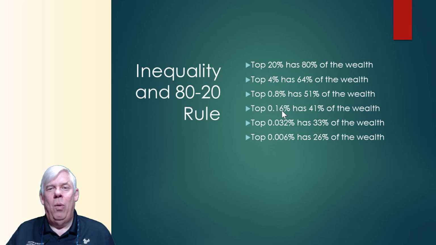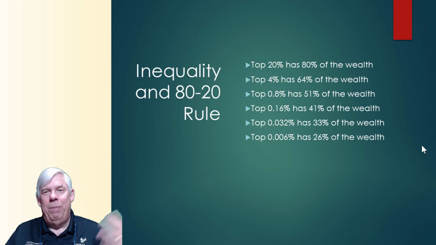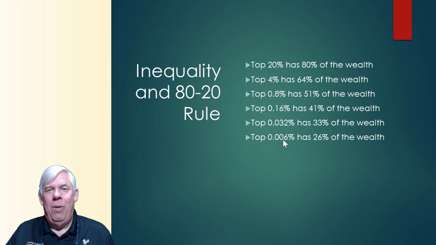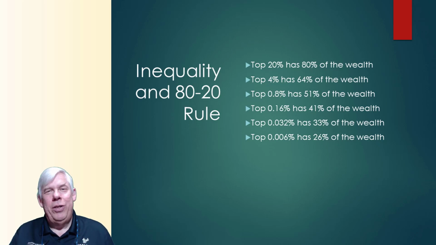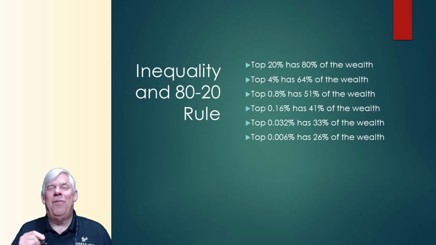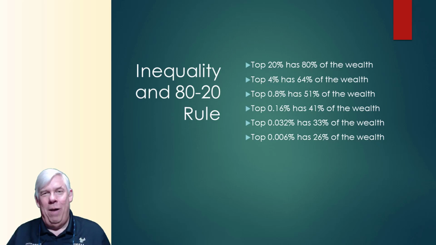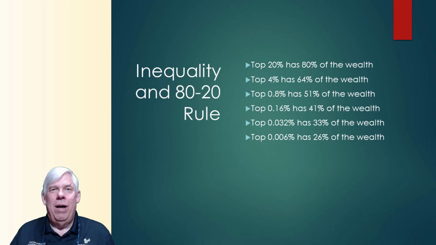The top 0.16% has 41% of the wealth. The top 0.032% has 33% of the wealth. The top 0.006% has 26% of the wealth. So you actually have huge inequality associated with the 80-20 rule. But just remember, complex systems tend to generate power laws, and it is very, very hard to interrupt that process. And usually when you do, you end up with unintended consequences.